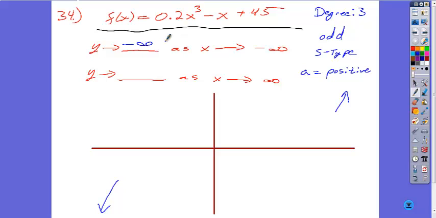So y approaches blank as x approaches infinity. For x, which way is positive infinity? To the left or to the right? To the right. So I go to the right forever. Which way am I pointing? Up or down? Up. How do I say up forever in math? Positive infinity, and you're done. That's all they want you to do. Identify the end behavior.